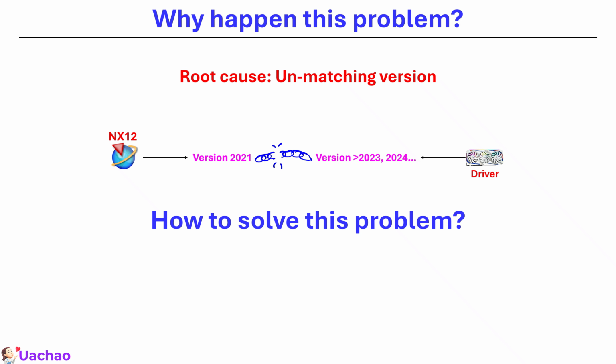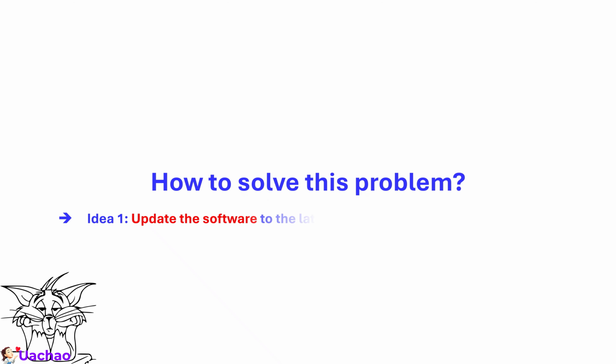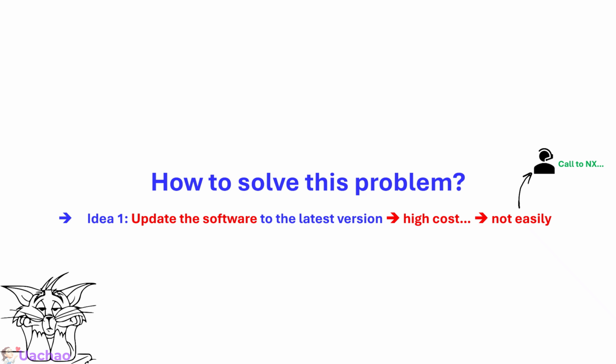Beyond this, I will now introduce 2 main ideas for how to solve this problem. Idea number 1. Very simple. Update the software to the latest version. This method is simple but also the most expensive. You just need to buy and install the latest NX version. However, besides the high cost, there is another issue. Your company's hardware may not be compatible with the latest NX version. That is why, for me, this is the last option.